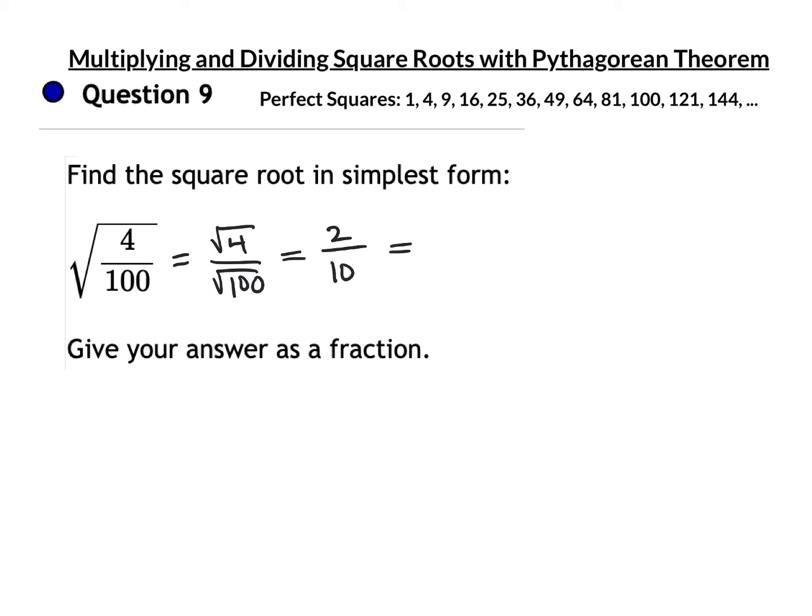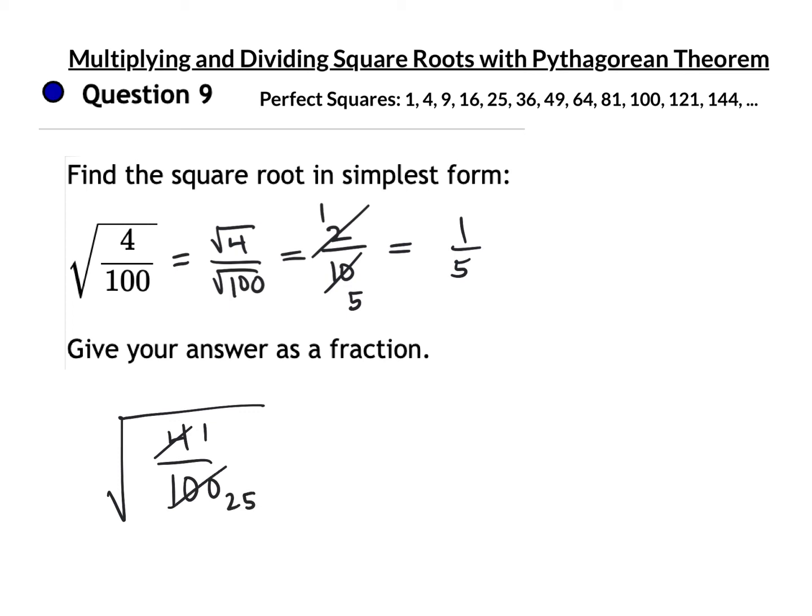Both of those are even. Divide by 2, divide by 2, I get 1 and 5. My answer is 1/5. Now let's point out, if you go back to the beginning, 4 over 100, notice that both of these are divisible by 4. Divide by 4, you get 1. You're actually dividing by root 4. Divide by root 4, and you get 25. This then is the square root of 1 over 25. And I can split that up, the square root of 1 over 25, which simplifies to the same answer of 1/5.